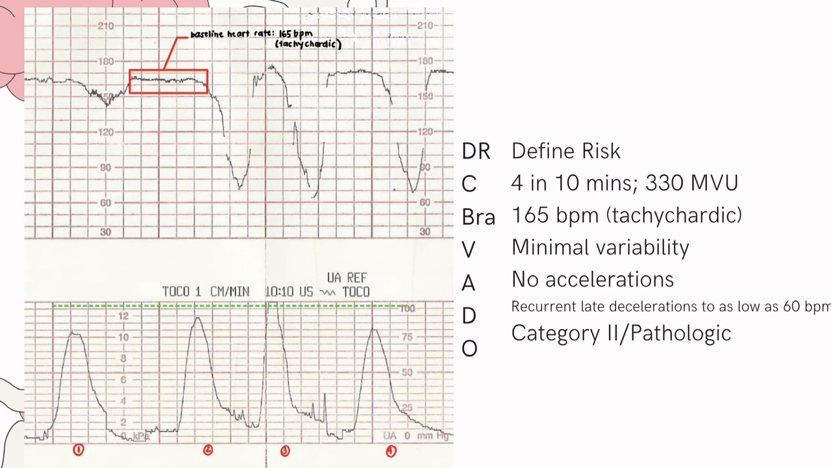We can see here that the deceleration is late because it starts at the peak of the uterine contraction, and it's also repetitive because the decels are associated with greater than 15% of the contractions. Thus, this is a recurrent late decels to as low as 60 BPM.